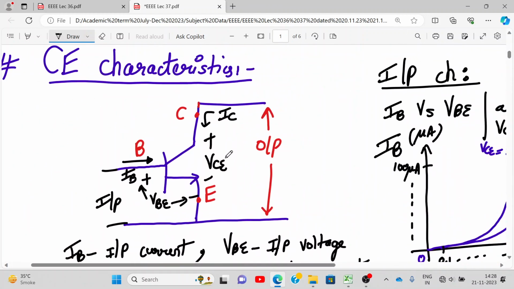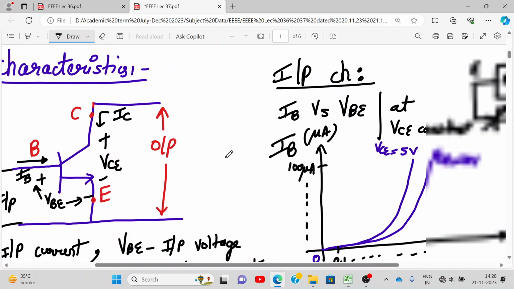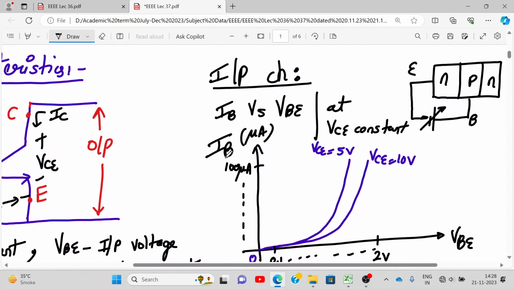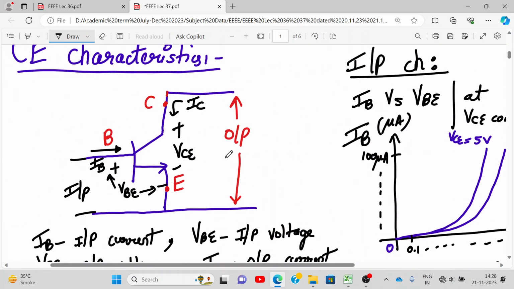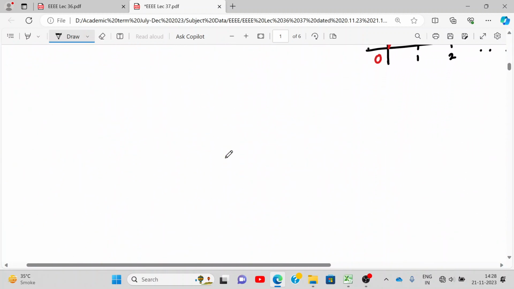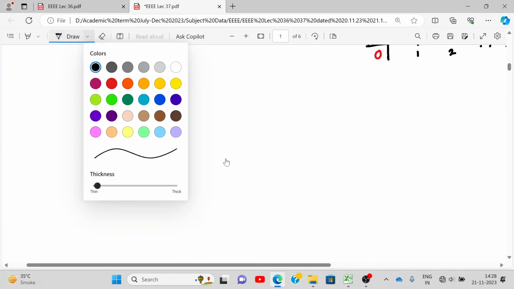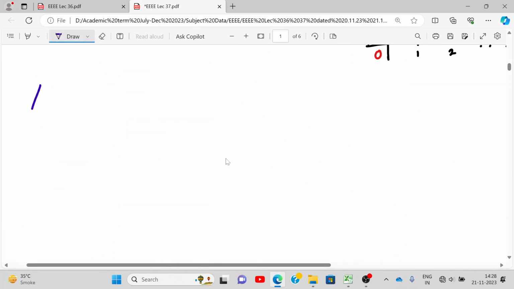So first you draw this, mark the input and output current, input and output voltage, and then draw the characteristics. Plain and simple. Any difficulty in this? This you thoroughly remember, please. Next, we'll go to common base characteristics. So please write down: common base configuration.